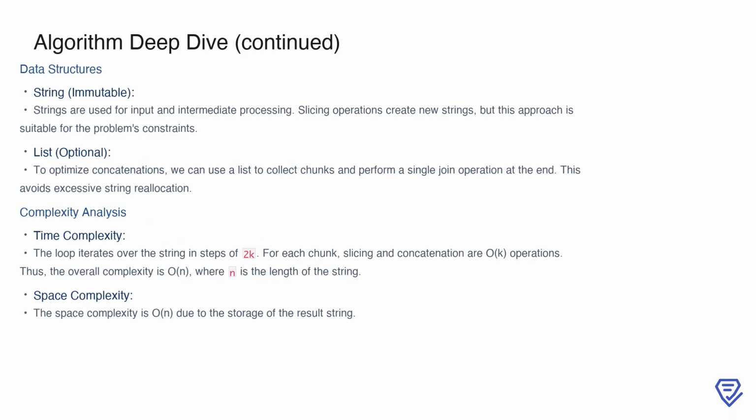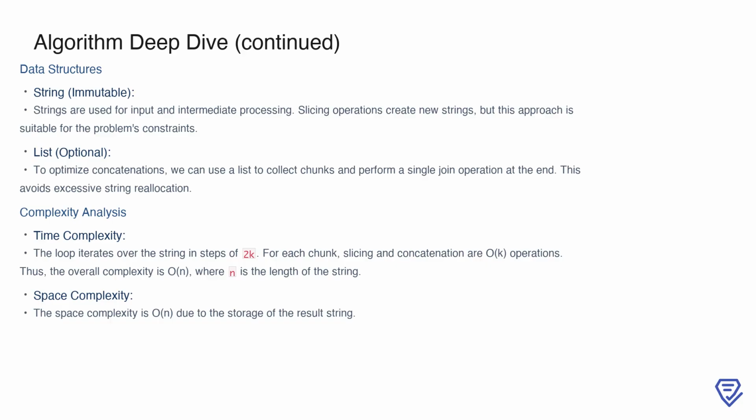The problem primarily deals with string manipulation, where strings in Python are immutable. This means that any slicing or modification creates a new string. While this is suitable for the problem's constraints, we can optimize concatenation by using a list to collect the processed chunks. Once all chunks are ready, a single .join operation can efficiently merge them into the final result, avoiding excessive memory reallocation. When analyzing the time complexity, the loop processes the string in steps of 2k.